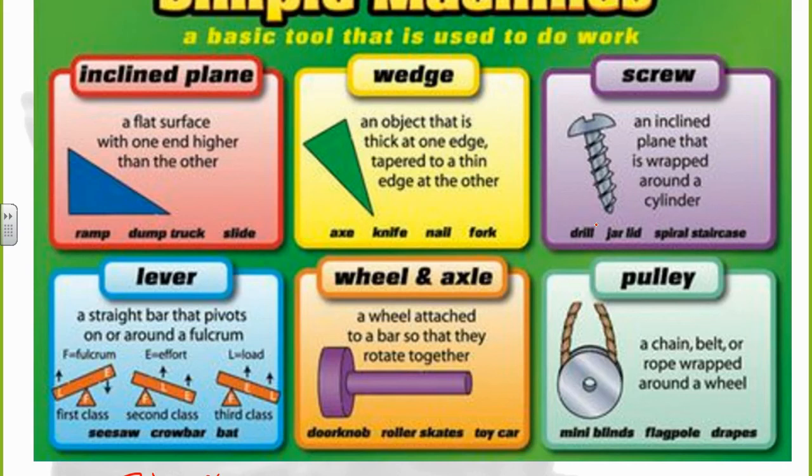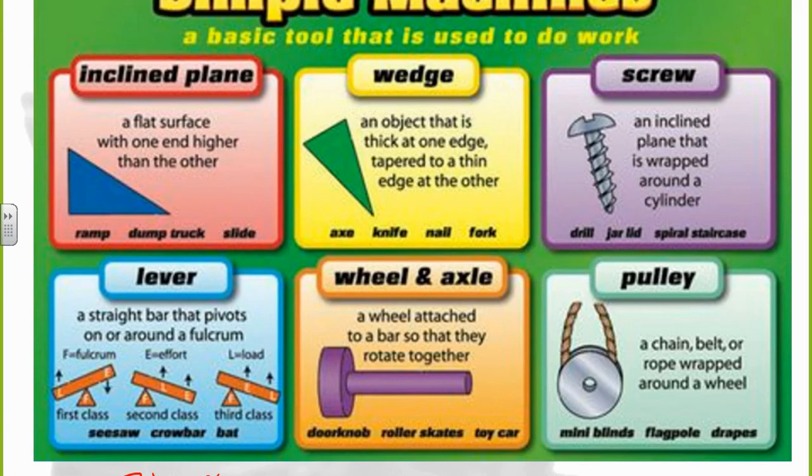So what kind of other things do we have? Like, for instance, the screw, the drill, a jar lid, a spiral staircase, pulleys. Where do we see those? On mini blinds and flagpoles and drapes. Axes, we already talked about wedges with axes, knives. But nails and forks and things like that. The scissors is a good example of where you'd see a wedge as well, right?